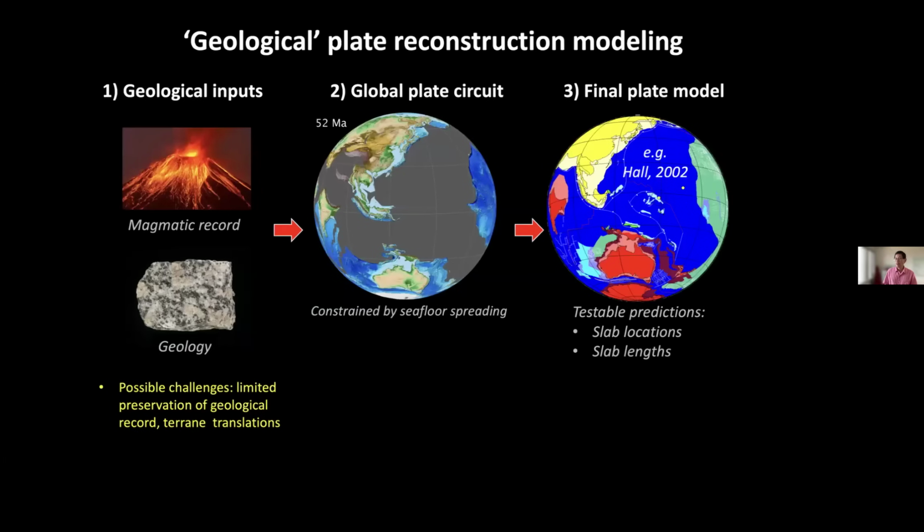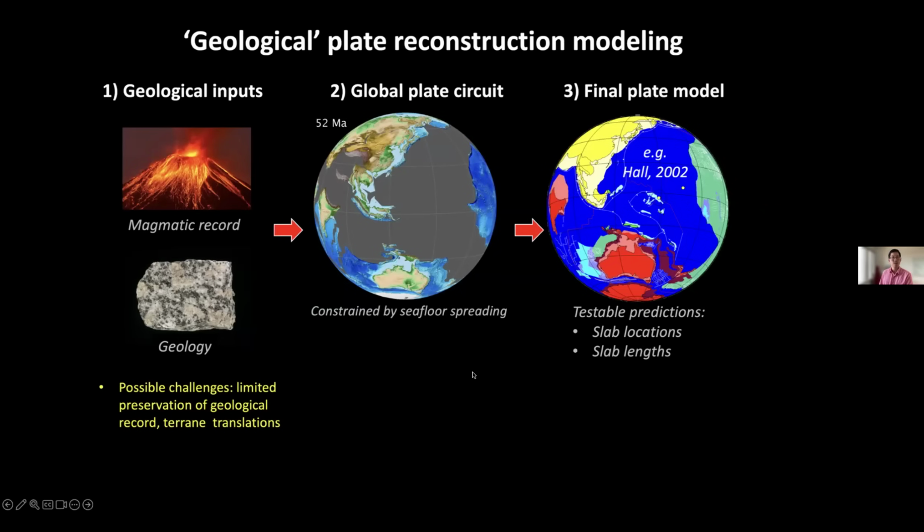This is my second last slide. And I know that I went through things pretty quickly, and that's my fault for trying to fit a lot of results into a short amount of time. But I'd like to talk about a possible way forward and a way that we could work together as a community. And this is to create what I call a geological plate reconstruction model to test in tomography.